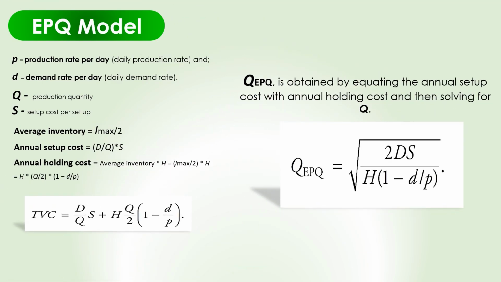Now, the optimal production quantity is obtained by equating the annual setup cost with annual holding cost and then solving for Q. So, parang katulad lang ng kanina, we will equate the annual setup cost and the annual holding cost as equal, and then solve for the Q. And if we do that, we will have this formula: Q EPQ is equal to the square root of 2DS all over H times 1 minus D over P.